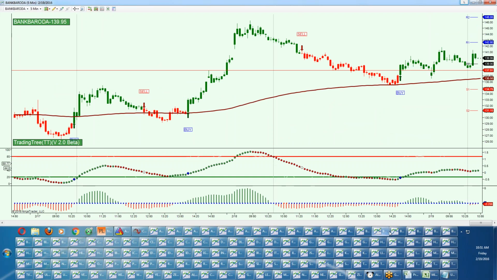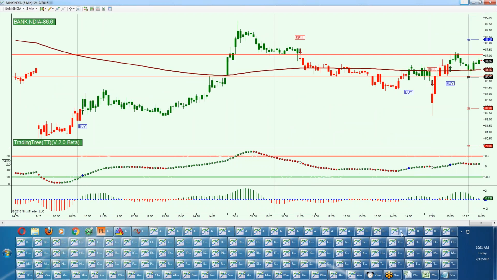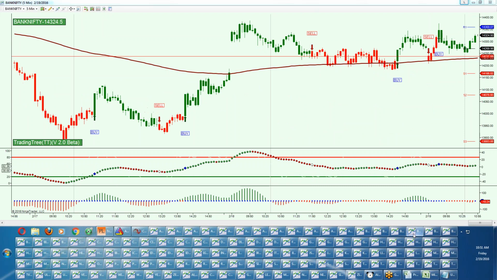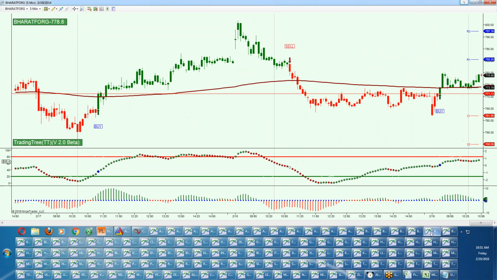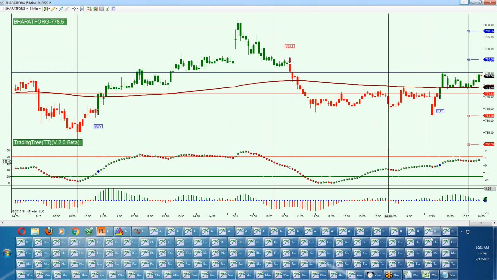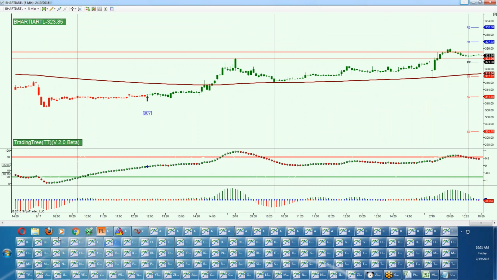Bajaj Auto. Bank Nifty, you can buy at 14,375. Bharat Forge has already done its targets. You can still enter the trade here at 780.10. That's Bharti Airtel.